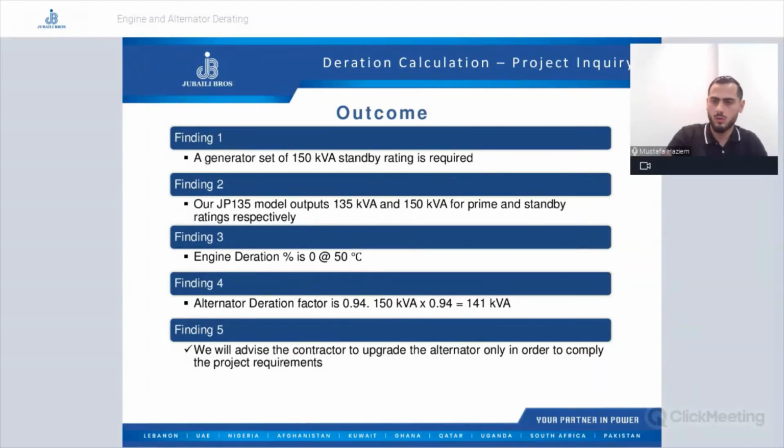So we will tell the client that in order to give you 150 kVA standby rating at 50 degrees Celsius and 0 meter sea level, we will give you our JP 135 model, all right? But we need to upgrade our alternator to avoid derating at 50 degrees. And this complies with the project requirements, and at the same time saves money for the contractor who is doing the construction at the site.